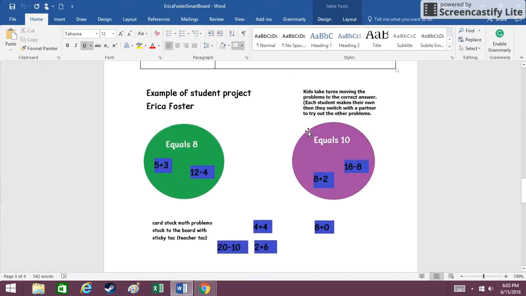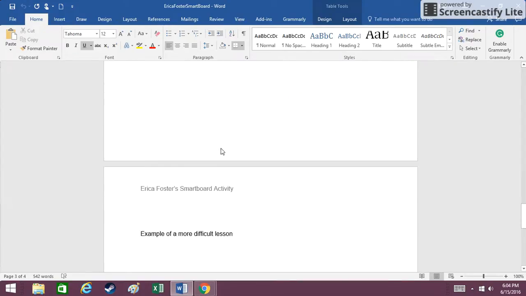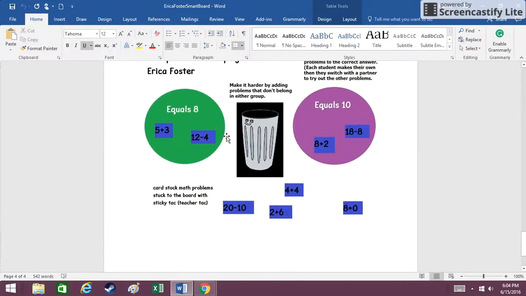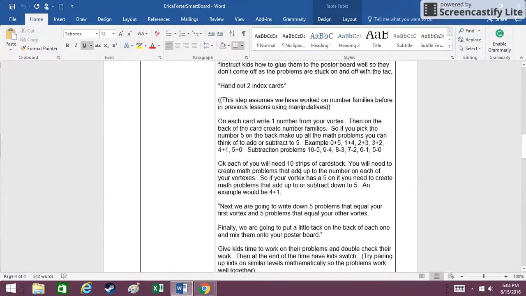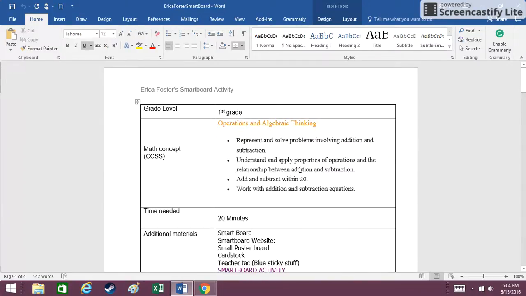The fact that the kids would make it on a poster size thing instead of a small paper, I think it would really get kids involved with this. We could even make some programs using the SmartBoard that they could design the vortexes and the equals, and they could make these little papers here. I like the idea of taking it from the computer to the real world, and then they could go back to the computer again. So that is my lesson for my SmartBoard, and I hope you guys all liked it. It was for first grade, and it's all the addition and subtraction within the first 20 numbers.